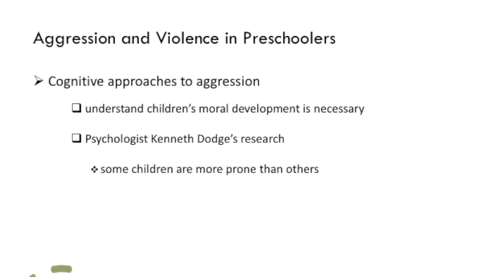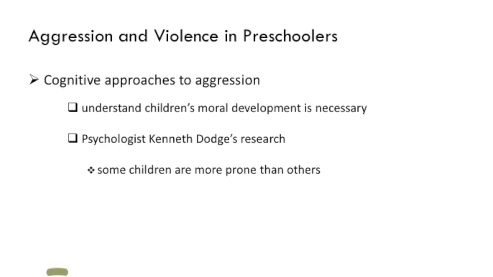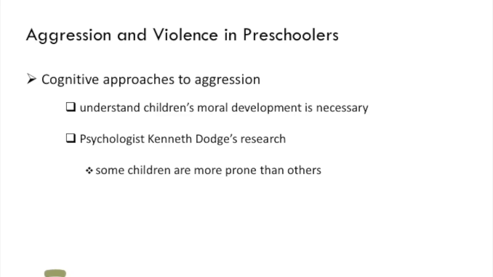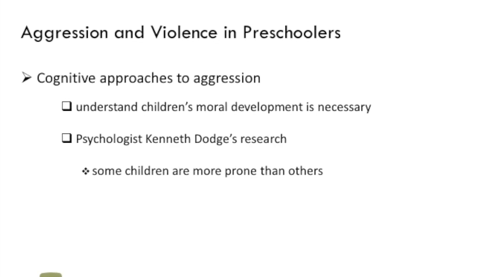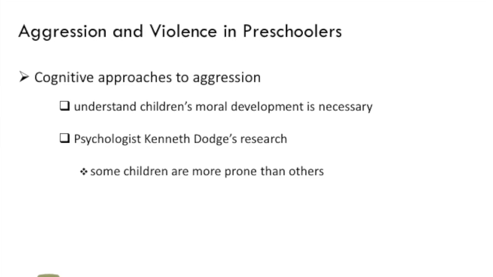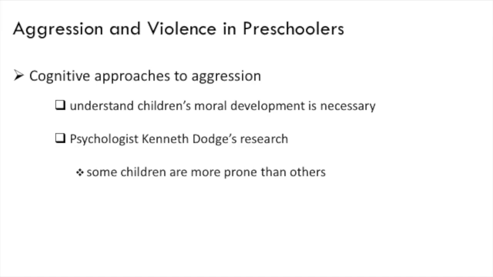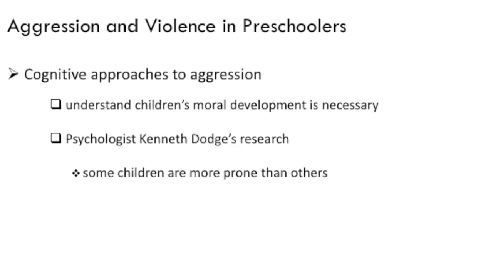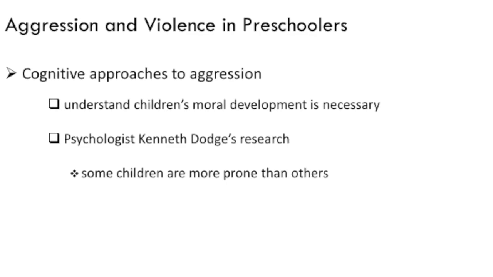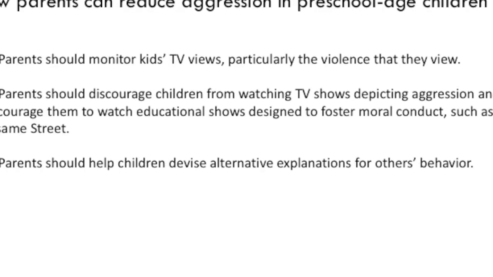The cognitive approach toward aggression suggests that understanding children's moral development is necessary to examine their interpretations of others' behaviors and the environmental context of those behaviors. According to Kenneth Dodge, some kids are more prone than others to presume that actions are aggressively motivated. They are unable to notice appropriate clues in a situation and interpret the behaviors erroneously, presuming that what is happening is hostile. Subsequently, children would behave aggressively in response to situations that never existed, based on their inaccurate interpretations.